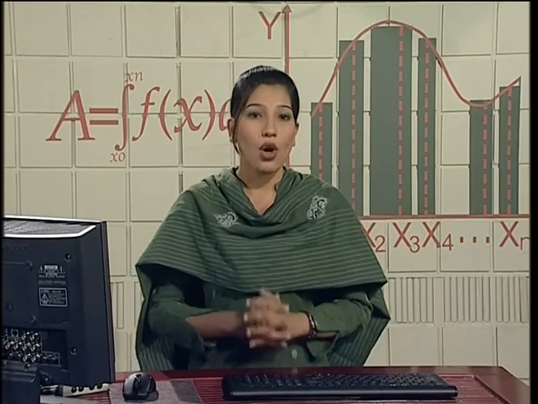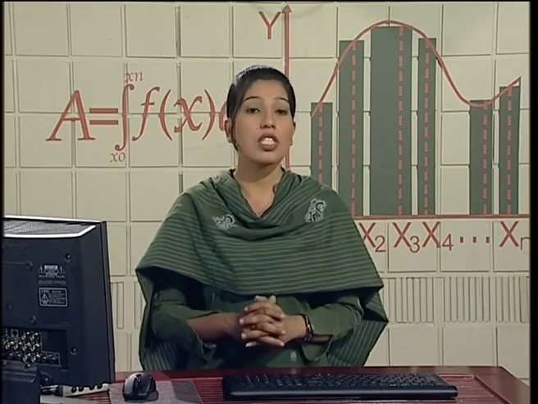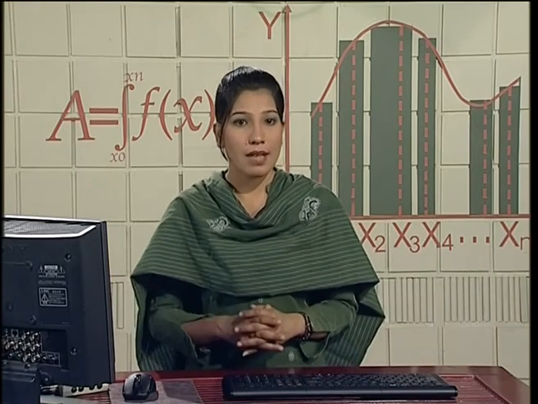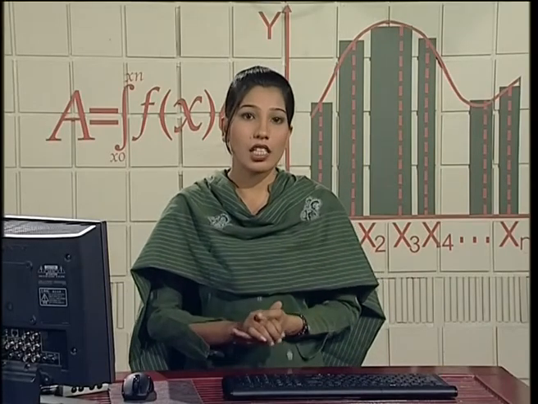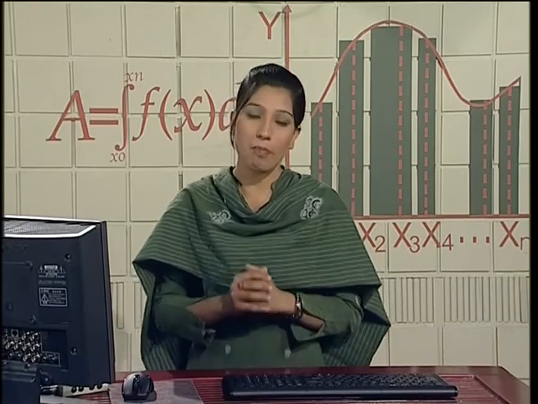Dear students, now we move to the second part or the second topic of today's program, which is about conic sections. You can see some types of conic section on the screen. Conic sections consist of circle, parabola, hyperbola and ellipse. We explained circle in our last program, so here we will start with the explanation of parabola.